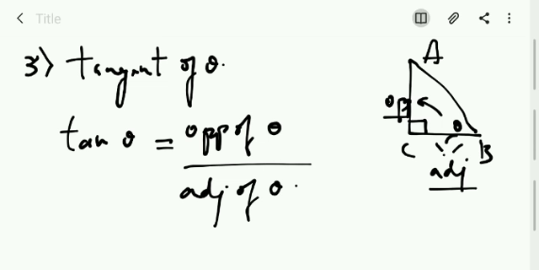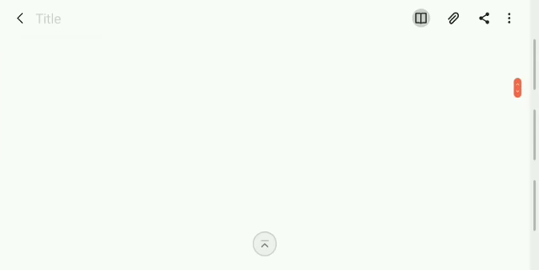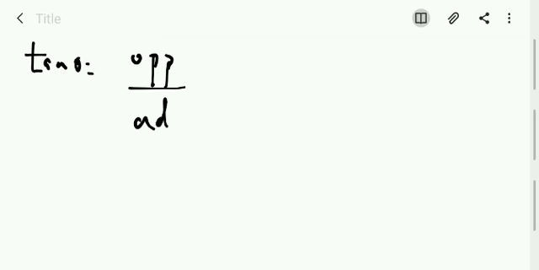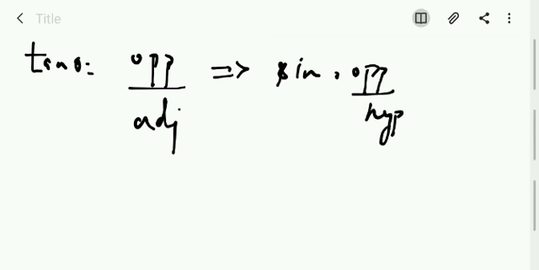Now if you just remember what we have discussed, sine theta is opposite by hypotenuse. Now I shall just do it for this. Now we just came to know that tan theta is nothing but opposite by adjacent, isn't it? Now what is sine? Opposite by hypotenuse. And what is cos theta?